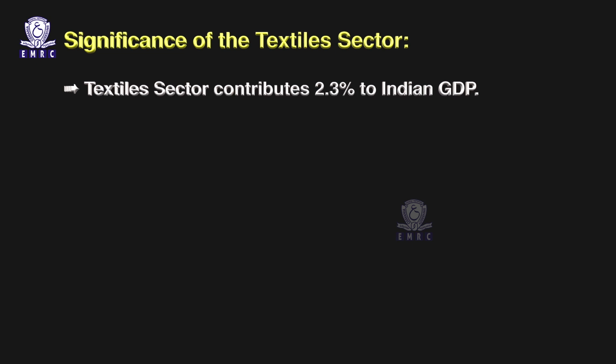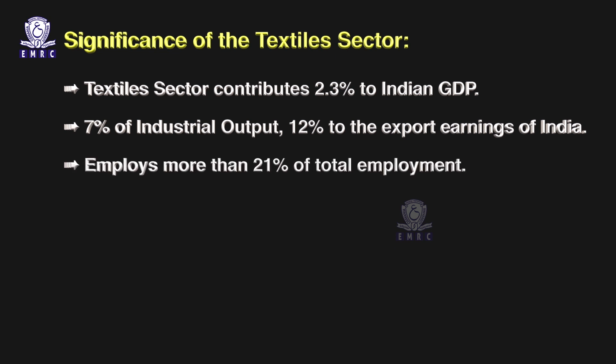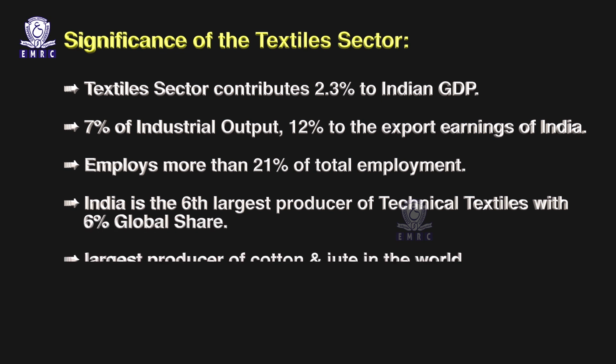Let's look at the significance of the textile sector. The textile sector contributes 2.3% to India's GDP, gross domestic product, 7% of industrial output, 12% of the export earnings of India, and employs more than 21% of the Indian employment. India is the sixth largest producer of technical textiles with a 6% global share. It is the largest producer of cotton and jute in the world.